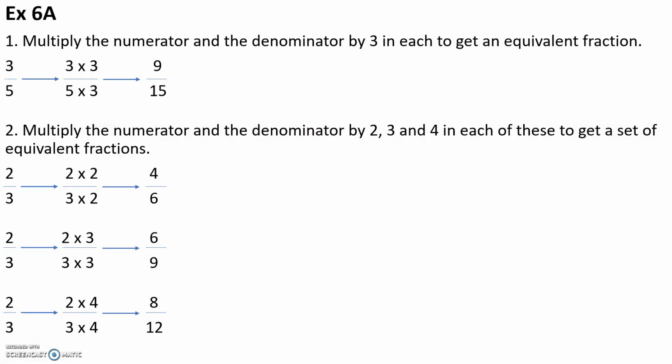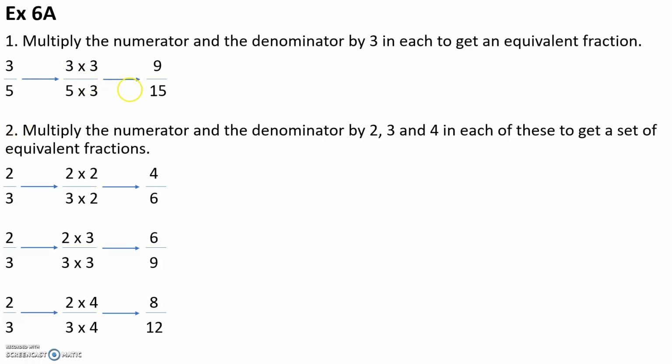Now let's see some examples or some sums from our exercise 6a. First one, multiply the numerator and the denominator by 3 in each to get an equivalent fraction. So here they have given 3 upon 5. We will multiply this fraction by 3. So 3 into 3 upon 5 into 3 gives you 9 upon 15. So see, children, they have given here the number 3, so we will multiply by 3. If they don't give us the number, we will multiply by any number to get an equivalent fraction.